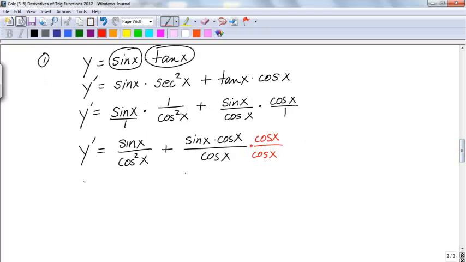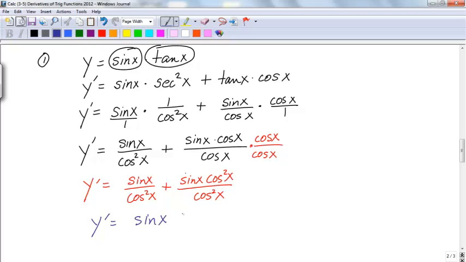Okay, so then we have y prime equals, this would stay sine of x over cosine squared x, plus this would be sine of x cosine squared x all over cosine squared x. Okay, and then you have two fractions with a common denominator, so you can put those together. So you'd have y prime equals sine x plus sine x cosine squared x, and it's all over cosine squared x.